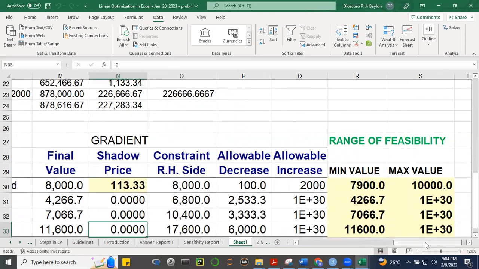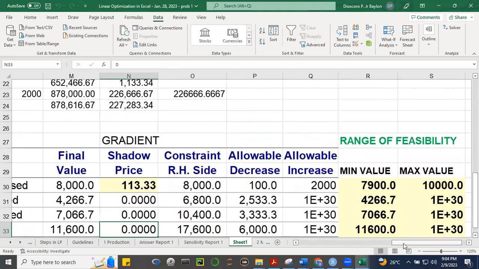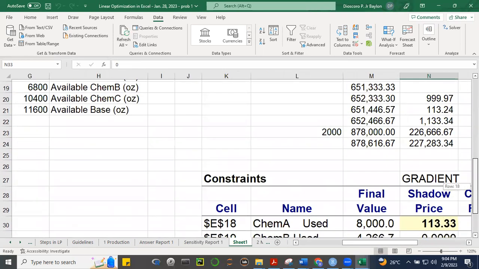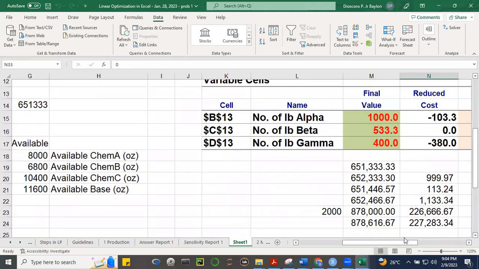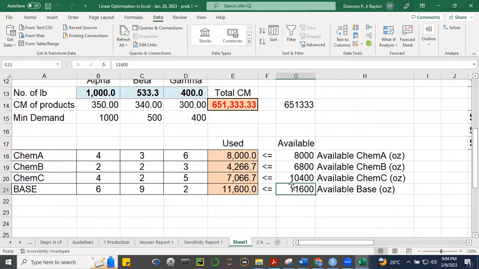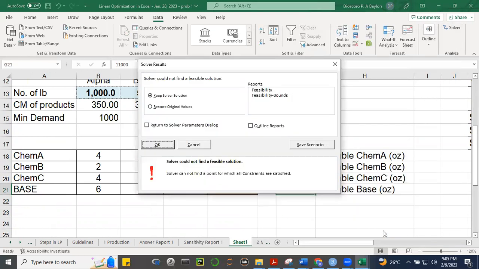Pero kung gawin natin itong 11,000, sige nga, gawin natin 11,000 si base. Okay, I'm going to make it 11,000 here. 11,000. What will now happen? Now, wala na yan sa range of feasibility, no? It's now outside the range of feasibility. I'm going to solve that. Solver. Solve natin.